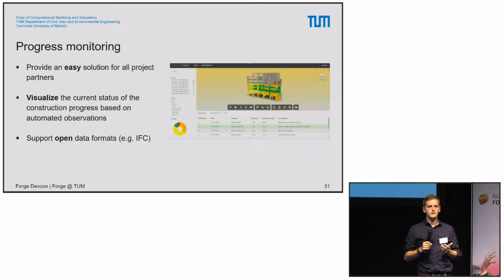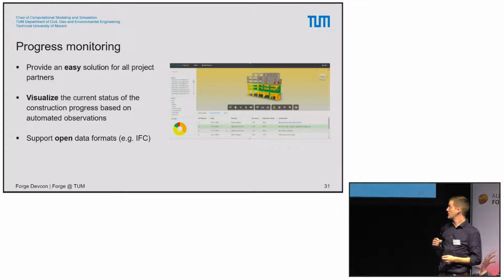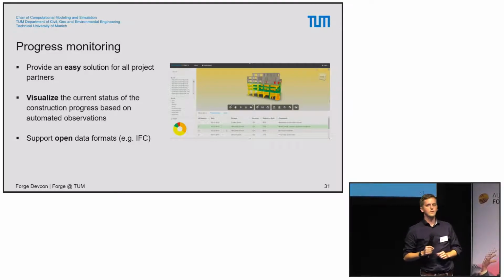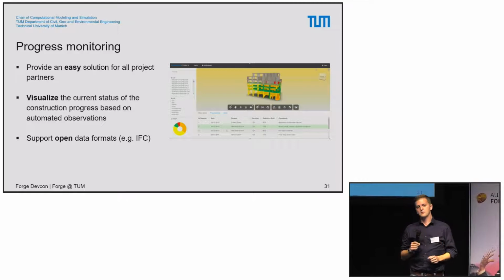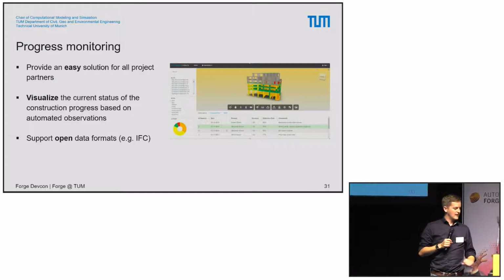So we have a browser-based application. In this case, we used the Model Derivative API and the Viewer, as you can see here in the screenshot. And one of the biggest benefits for us is that we can also use IFC as, we are in university, we need to try to support open standards.